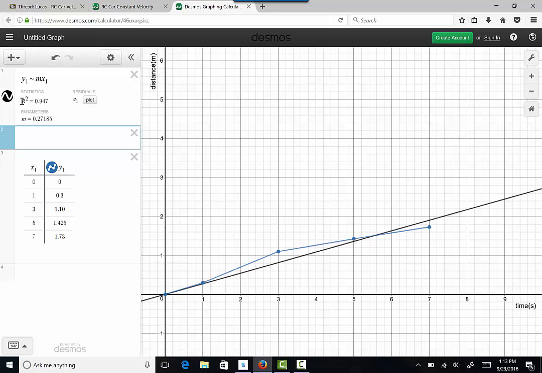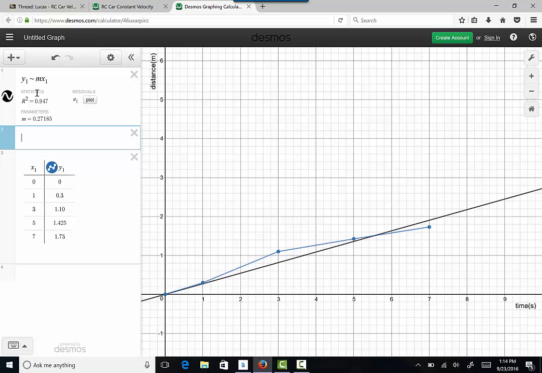R-squared value tells me how close my data actually comes to this straight line, to this best fit line. You never want to have a best fit line that is under 0.9 because that means it's a very bad fit. This is not a percentage. It's a different type of calculation here. The closer you are to 1, the better. So 0.947 isn't bad, but it's not great.